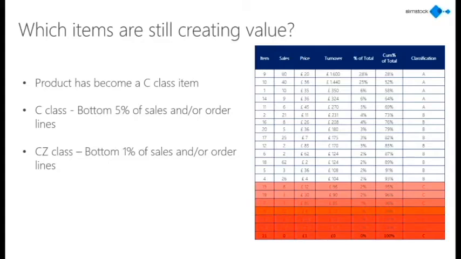The product may very well have become a C-class item. In this example, you can see where the bottom several items are now C classification, and they're in the bottom 1% of your sales and also of your order lines. But how do you plan for that, and which of these items are actually still creating value? Maybe you're looking at something that's only a temporary decline at this stage, or do you put a timescale on it and work out that maybe 1, 2 or 3 months from now is when you need to be planning for the decline of that item and the phasing of it out of your portfolio?